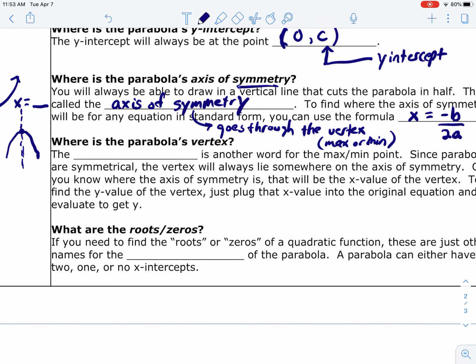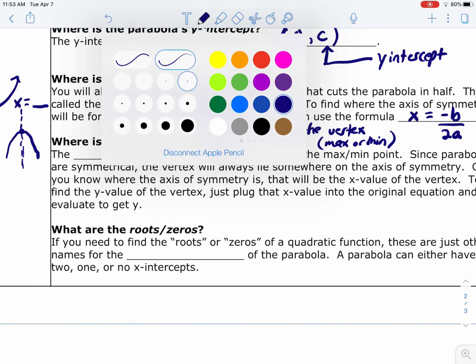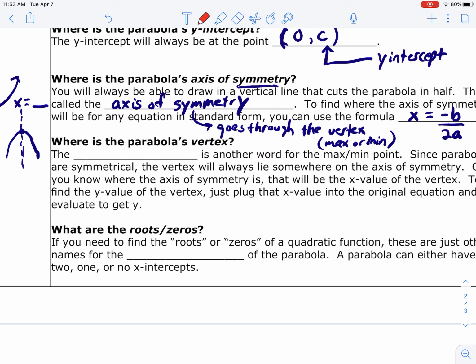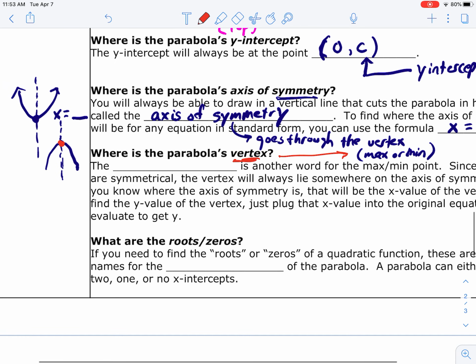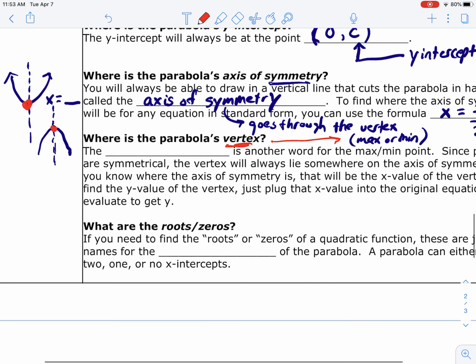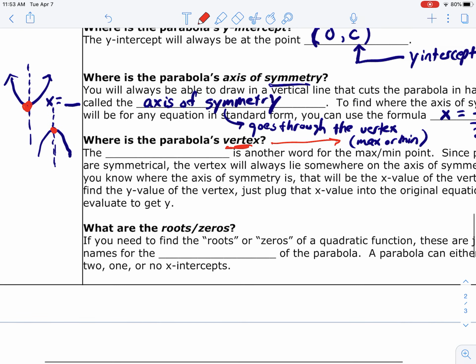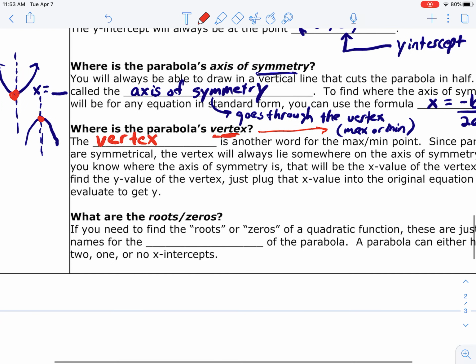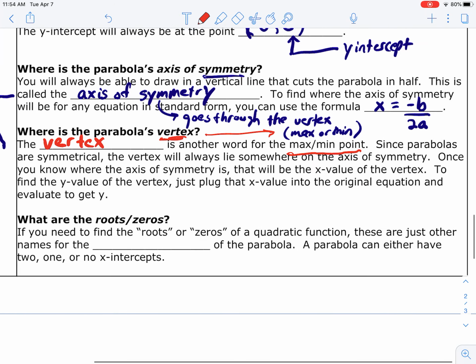All right, so I kind of got a little bit ahead of myself there, I guess, but let's just switch colors again. And so where is the parabola's vertex? So again, the vertex has to do with the maximum or min point. This is our vertex right here. That's the max point of that parabola. This is our vertex, which is the minimum point of that particular parabola. So the vertex is just another word for the maximum or minimum point then, okay?